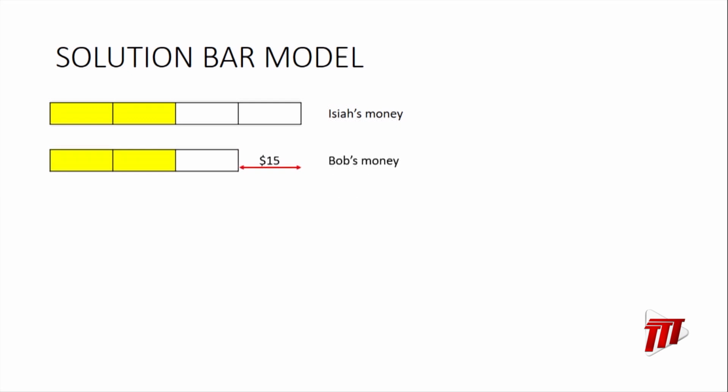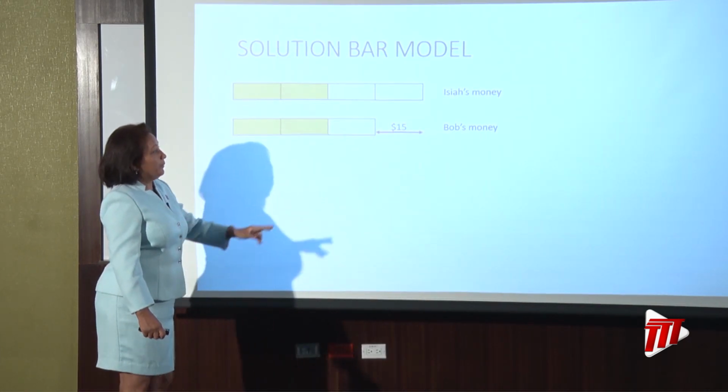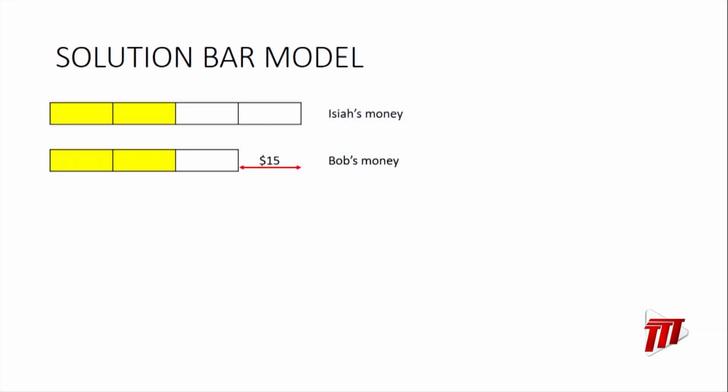So Bob has a certain amount of money. 2/3 of his money is equal to half of Isaiah's money. We are also told that Isaiah has $15 more than Bob. So this missing piece here is represented by $15. Now if you compare the 2 bars, what do you notice about that $15? That $15 is equivalent to 1/4 of Isaiah's money. Why? Because this bar stops across there. So let's see how we're going to use that.